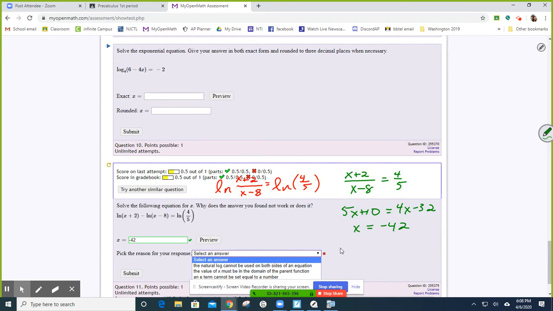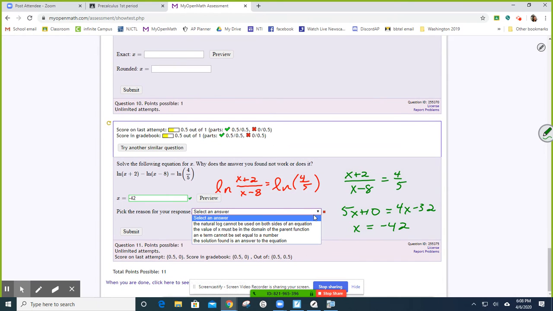So I'm going to come down here, and here's my choices. If that had been a positive number, I would have picked the bottom one. An e term, I don't even know what that means. It's just something we threw in there to try to throw you guys off. The natural log cannot be used on both sides of an equation. It sure can. This is what it has to be.